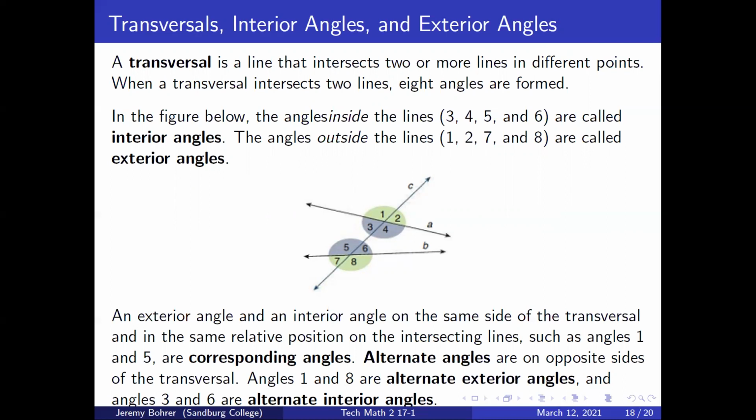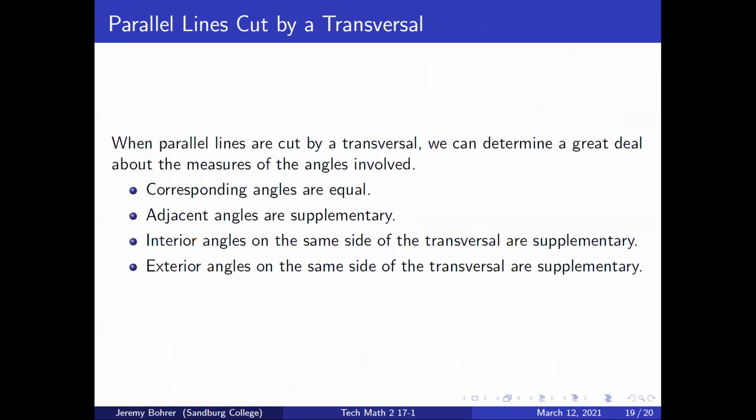An exterior angle and an interior angle on the same side of the transversal and in the same relative position on the intersecting lines, such as angles 1 and 5, are corresponding angles. Alternate angles are on opposite sides of the transversal. Angles 1 and 8 are alternate exterior angles, and angles 3 and 6 are alternate interior angles.